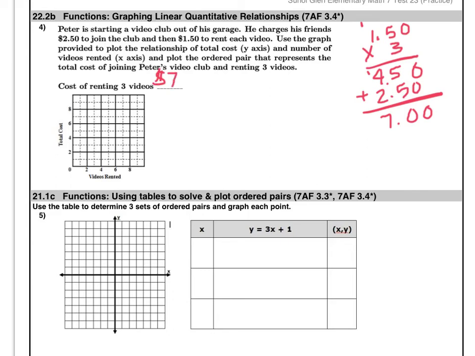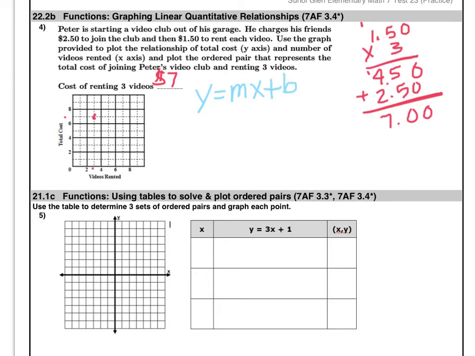And we can plot that as a point. Videos rented, if we say we rented 3, which would be that line, and it costs $7, which would be that line, the point on our graph is right here. Okay? But in order to show a relationship, we need another point. Okay, so let's think about what the equation of this line is. We know that we're showing a relationship. We know that we're graphing a linear line. So the equation is this.